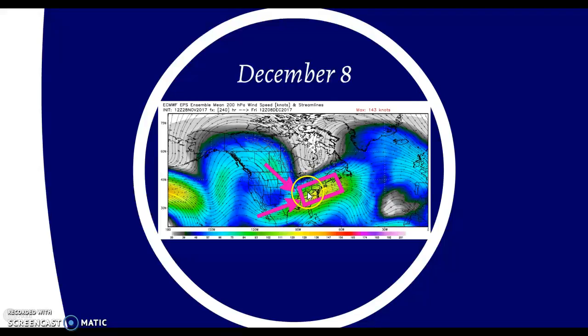So this is the 8th, and we're watching the very backside of that same system from the 6th, possibly bringing in some colder temperatures. And if it comes in quick enough and we have another system coming in along with it, we could see some snowflakes. But this is still a long way from now.